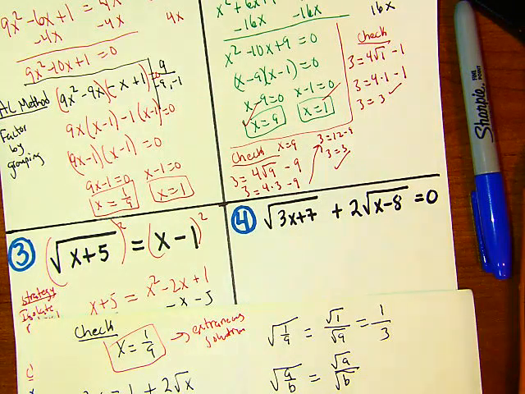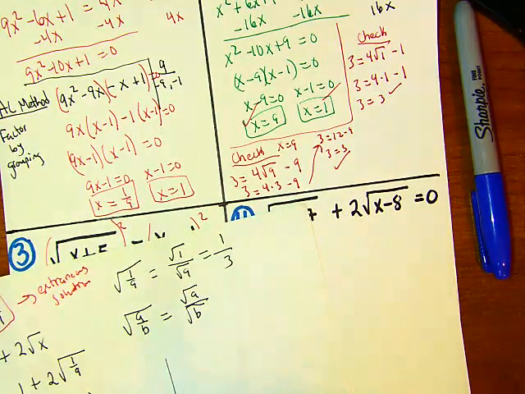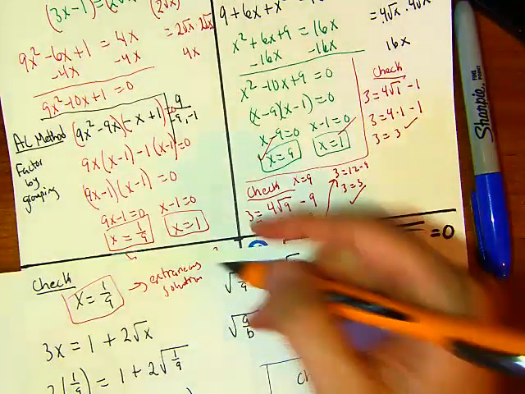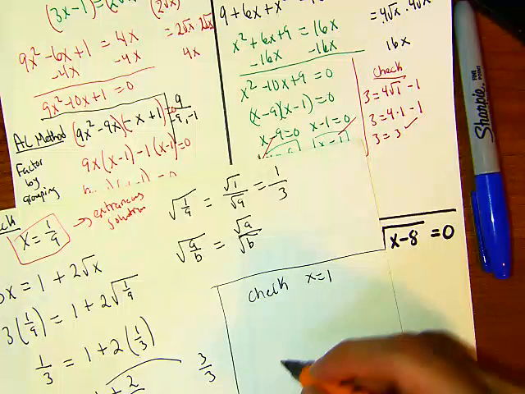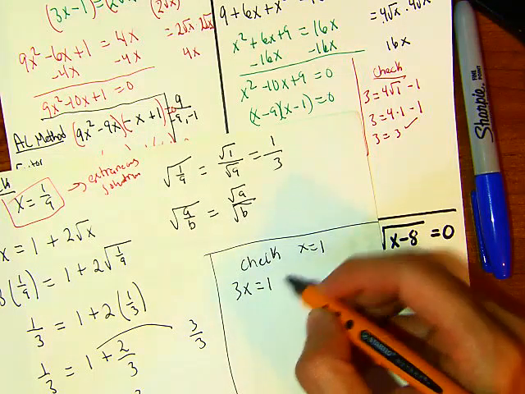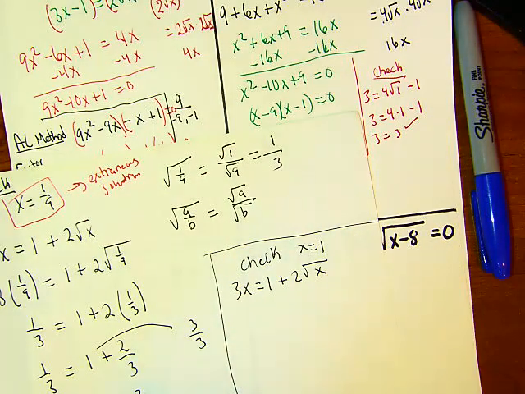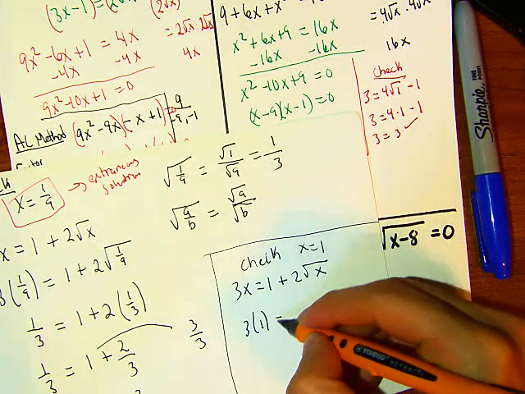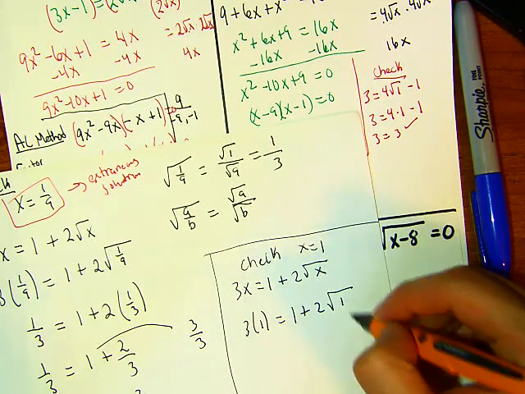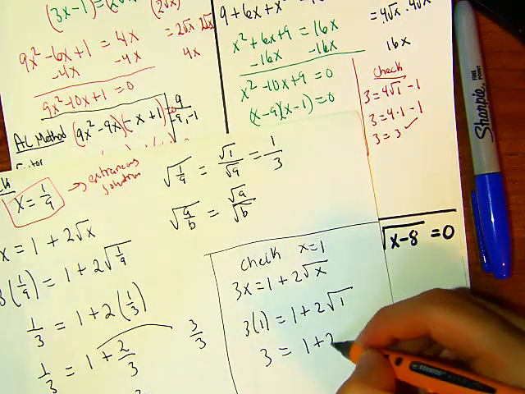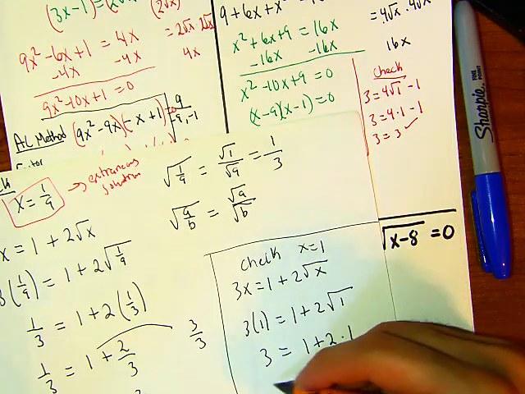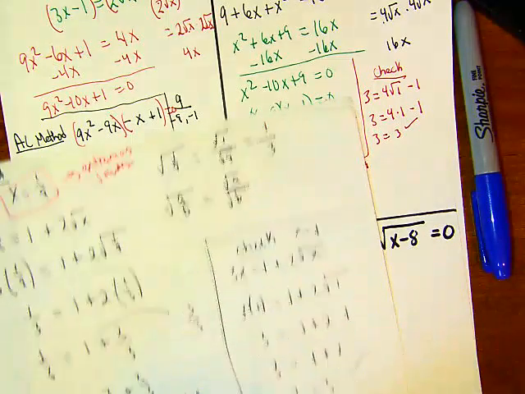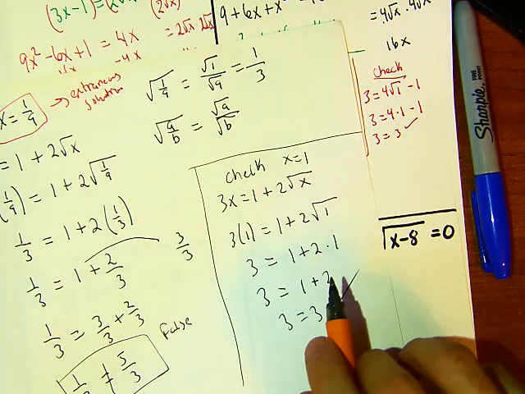Alright? And what about this one here? If we were to check x is equal to 1. And our original equation is what? 3x is equal to 1 plus 2 square root of x, right? Here, x is equal to 1, so 3 times 1 is equal to 1 plus 2 times the square root of 1. But 3 is equal to 1 plus 2 times 1. Square root of 1 is 1. 3 is equal to 1 plus 2. 3 is equal to 3. Check. Whew. That was a lot of work.